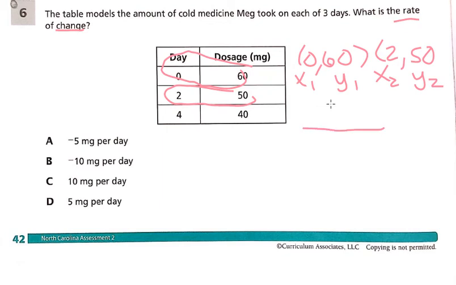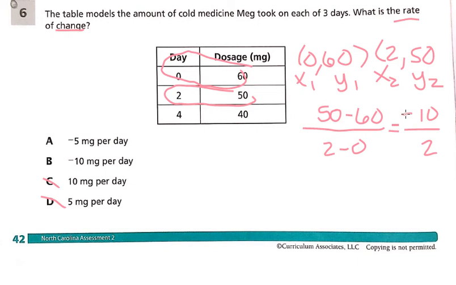So in my numerator, that is 50 minus 60. In the denominator, that's 2 minus 0. I want to be careful here. I'm taking away more than I started with. 50 minus 60 is going to give me a negative 10, and 2 minus 0 is going to give me a 2. So a negative divided by a positive is always going to give me a negative, so it's not that and it's not that.